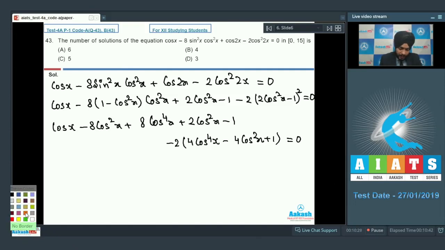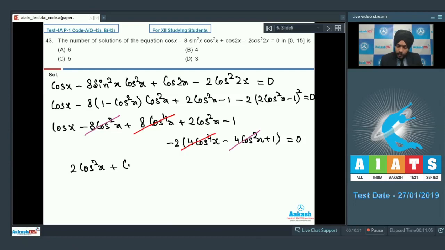Students, the terms are getting cancelled. 8 cos power 4x minus 8 cos power 4x, 2 into 4. Then minus 8 cos square x plus 8 cos square x, minus 2 into minus 4. So we are at last left with 2 cos square x plus cos x minus 3 equals 0. So that is cos x minus 1 into 2 cos x plus 3 equals 0. The second bracket can never be 0 because cos x can never be equal to minus 3 by 2. So the first bracket is 0, cos x is equal to 1.